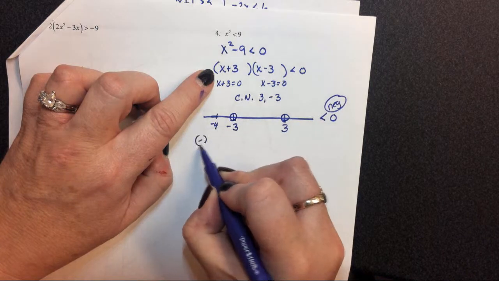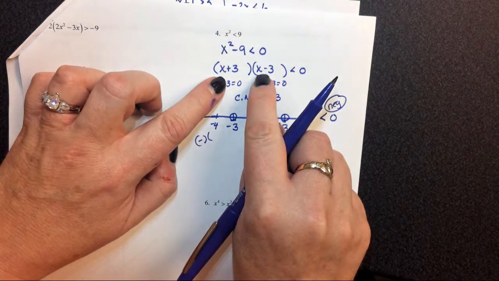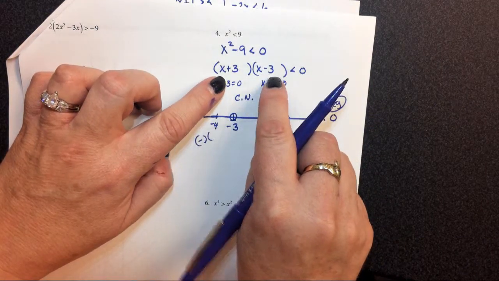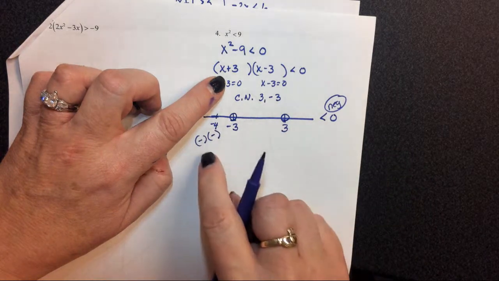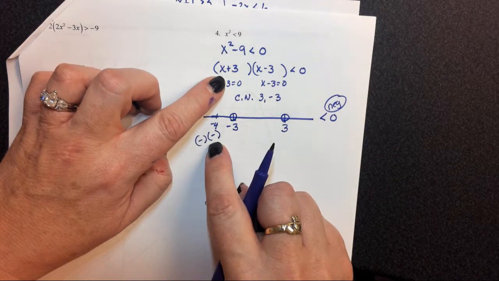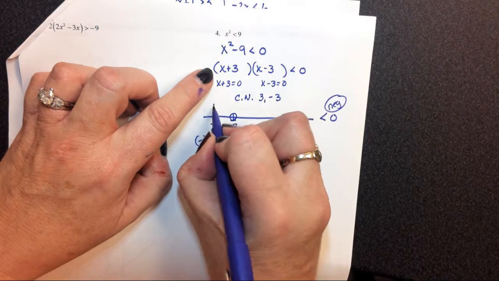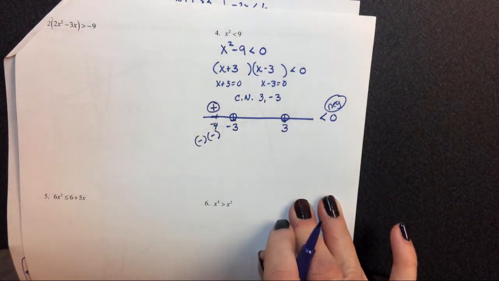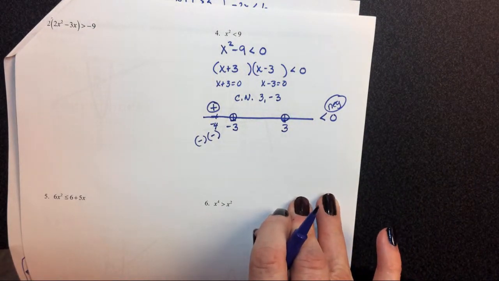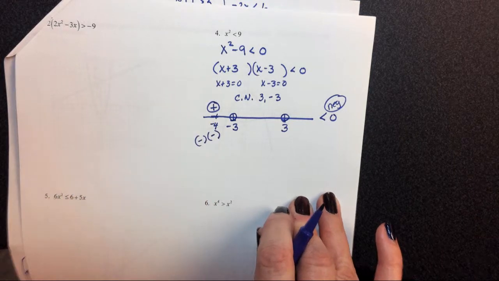Negative times negative. If I plug -4 in for x, -4 minus 3 is a negative. So what happens with a negative times a negative? That would give me a positive. So all my numbers less than -3 are positive. You want to write your sign right above the number line when you do your check.